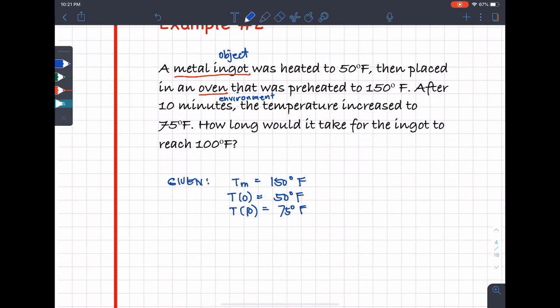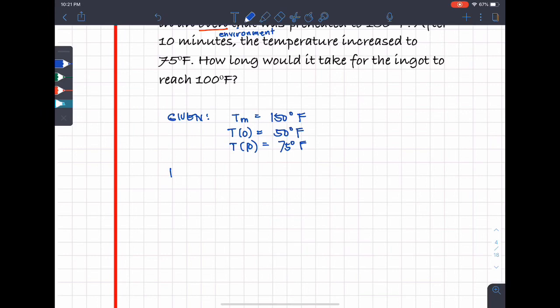So as you can see here, this one is about warming up a certain object, as opposed to the first example, which is about cooling. We are tasked to determine how long it will take for the ingot to reach 100 degrees Fahrenheit. So this time around, we are to find the time. When the temperature is 100 degrees Fahrenheit, what would be the time?